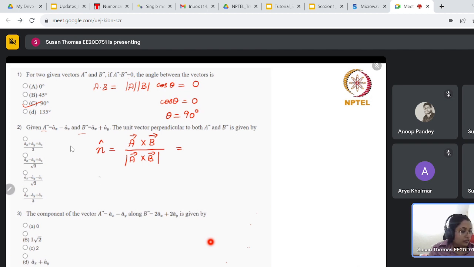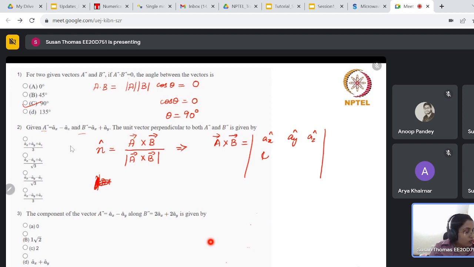So we need to find what is A. To find this, first you have to do A cross B. For that, AX, AY, AZ. So it's a cross product. As you all know, the second row should be vector A.